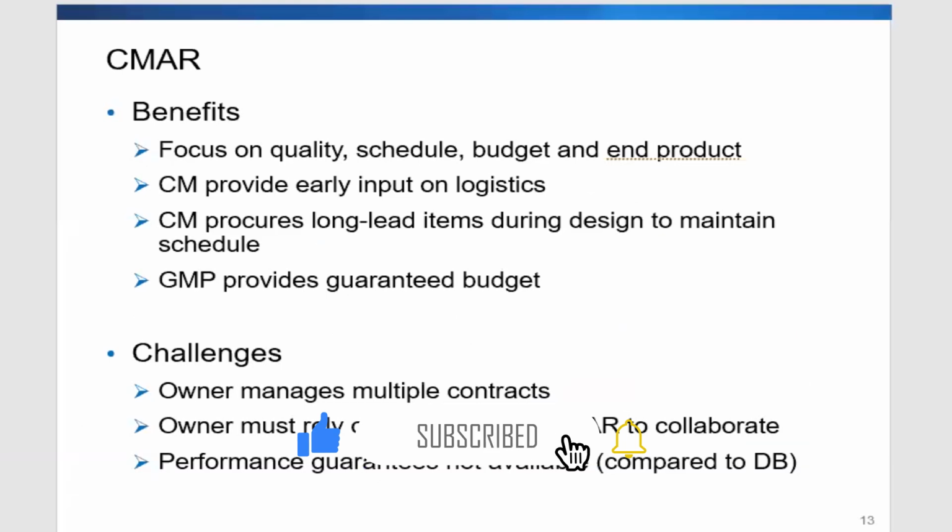So what are some of the benefits, right? For the CMA construction approach, you basically focus on quality, schedule, budget, and then the end product. With the designer and the contractor working together, the goal is to make sure that they come up with the best quality, and also how best to shorten the schedule to deliver it within a specified time, and also make sure that whatever is delivered to the owner in the end is what is expected by the owner.